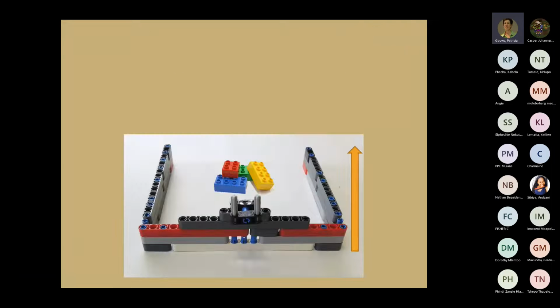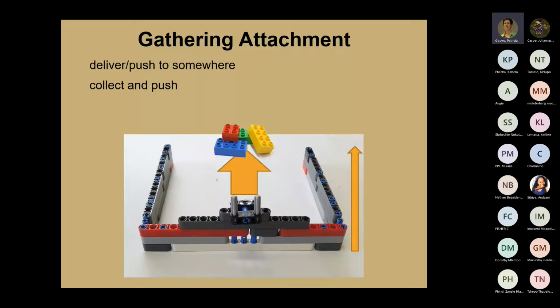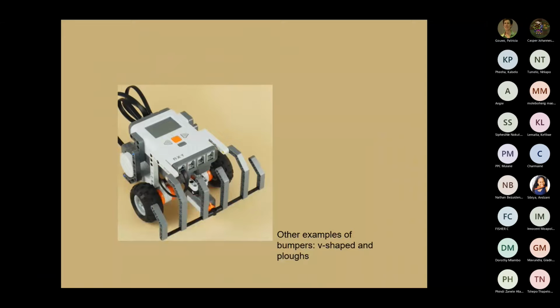This was another example of what I showed you. So if it goes forward, it will then gather the bricks in front of it. So you can push or deliver something there. It'll stay there, and then you can move back. Or you can go forward to collect something and then turn around and bring it home again. That's the same attachment. And then what you can do to that one is add the gate on the front, and that'll keep those things.